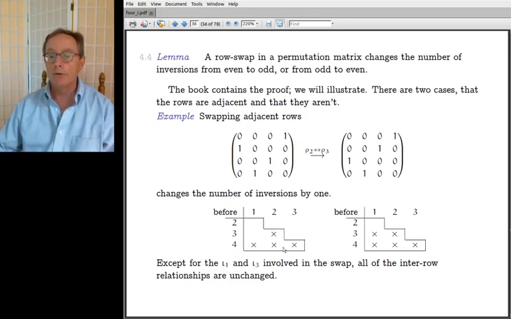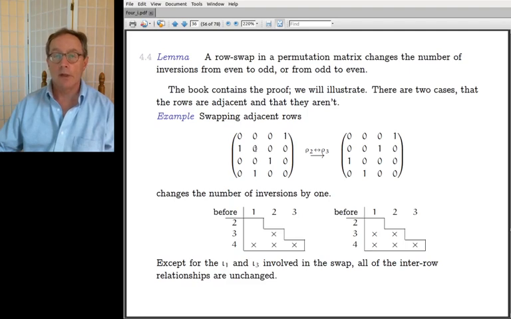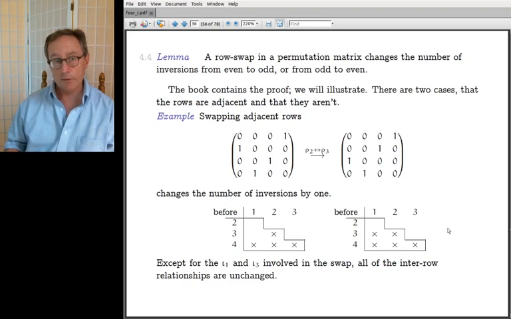These other x's, and for that matter the non-x's, things that are not this box here, are unaffected by the swapping of these two rows. The only thing that's affected is that it used to be the case that 1 came before 3, so it doesn't get an x. Now it's the case that iota 3 comes before iota 1, so it does get an x. Okay, so that's for adjacent rows.